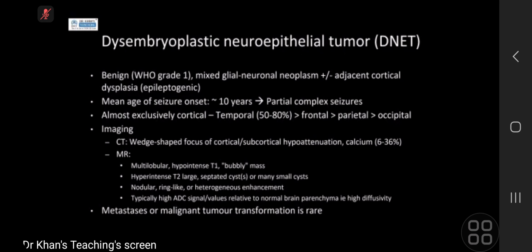You don't always have restricted diffusion, because it's not a very cellular lesion. The good thing is that malignant tumor transformation is very rare, so often they go in and can take it out. The only thing is that it can come back again. So for cortical-based supratentorial tumors which cause seizures, you are thinking of a DNET or a ganglioglioma.